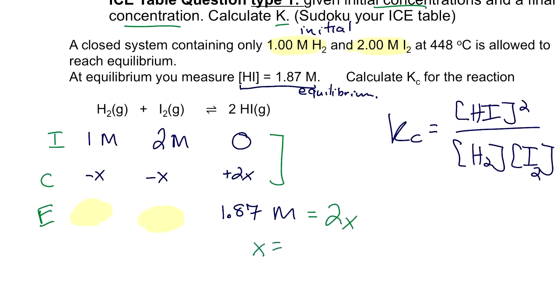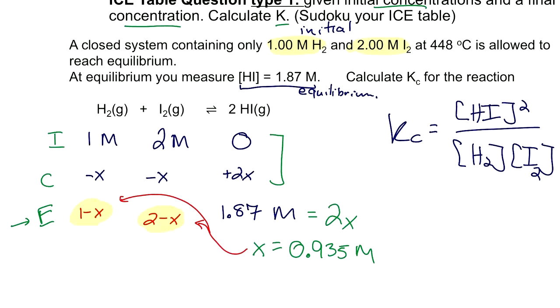So x is equal to 0.935 molarity. Perfect. How does that help me? My goal is to get those equilibrium concentrations. If I add up those columns, H2 at equilibrium is going to have 1 minus x amount of concentration. I2 is going to have a 2 minus x amount of concentration. I know what x is now, so I can plug that x into these expressions to figure out the concentrations of those two reactants at equilibrium.